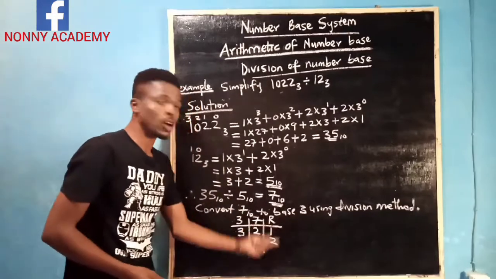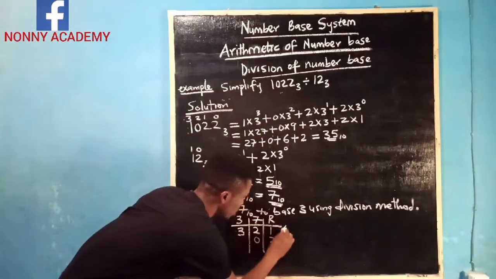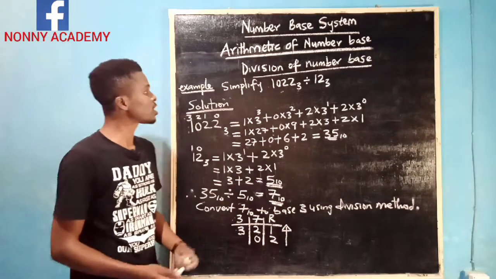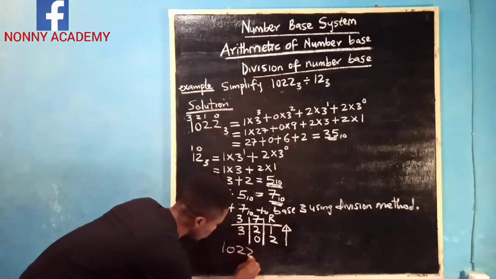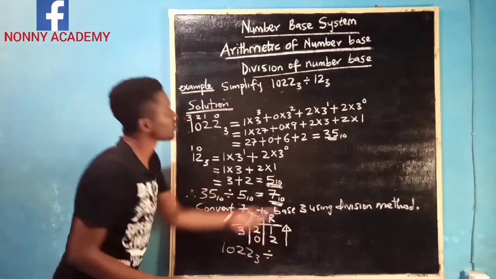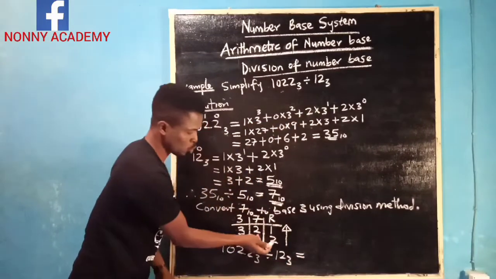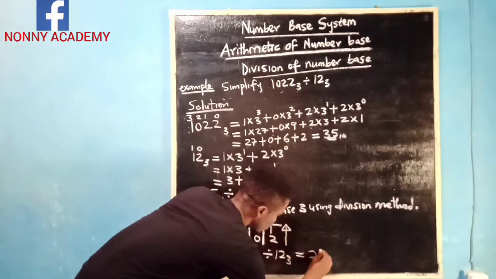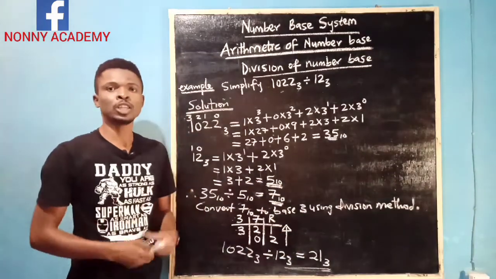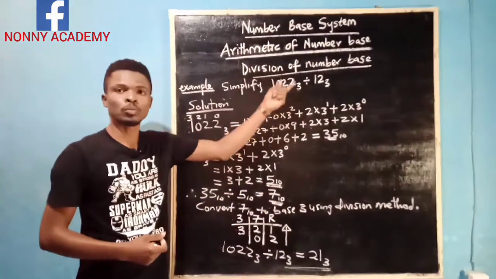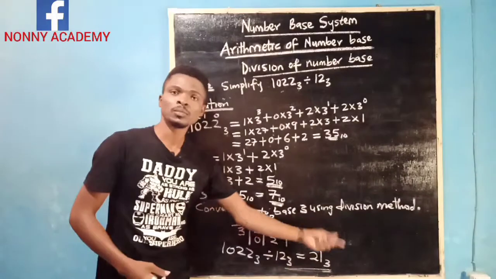Now, I will consider all the remainders as my answer from the bottom to the top. So I will take all the remainders as my answer. So my final answer will then be 1022 in base 3 divided by 12 base 3 is equal to 21 base 3. This is my final answer. I have successfully divided 1022 base 3 by 12 base 3, which gives me 21 base 3.